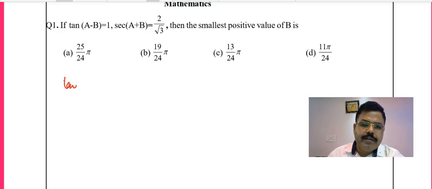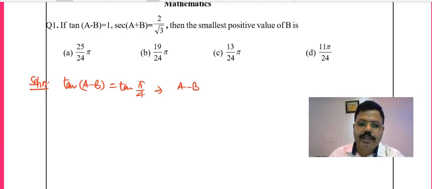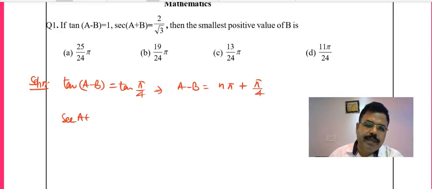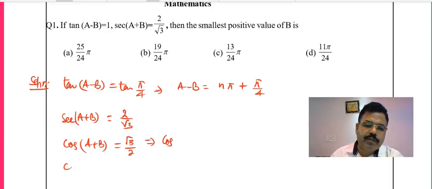This is tan. The solution can be written like this: tan(A plus minus B) is equal to 1, that is tan pi by 4, and therefore tan theta is equal to tan alpha, so theta is equal to n pi plus alpha, that is pi by 4. Also sec(A plus B) is equal to, as given, 2 by root 3. So correspondingly cos(A plus B) is equal to root 3 by 2, and root 3 by 2 is the value of cos.